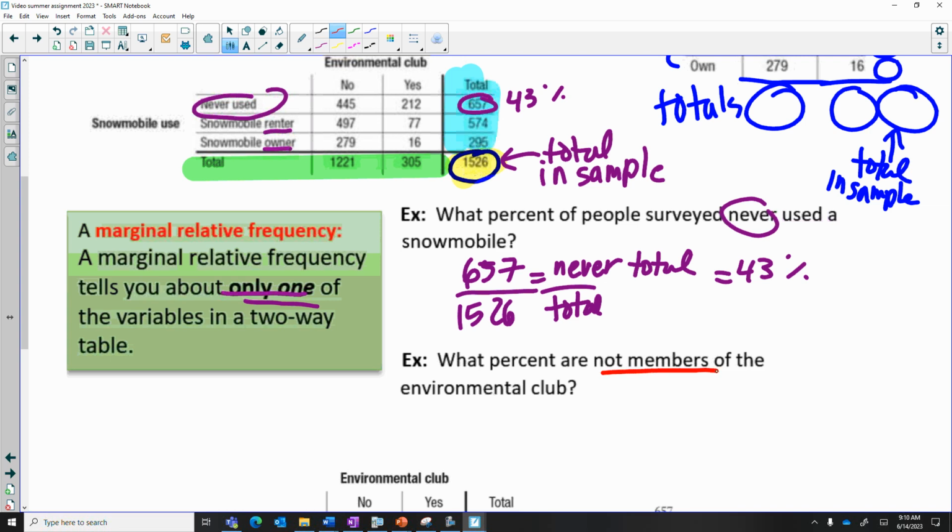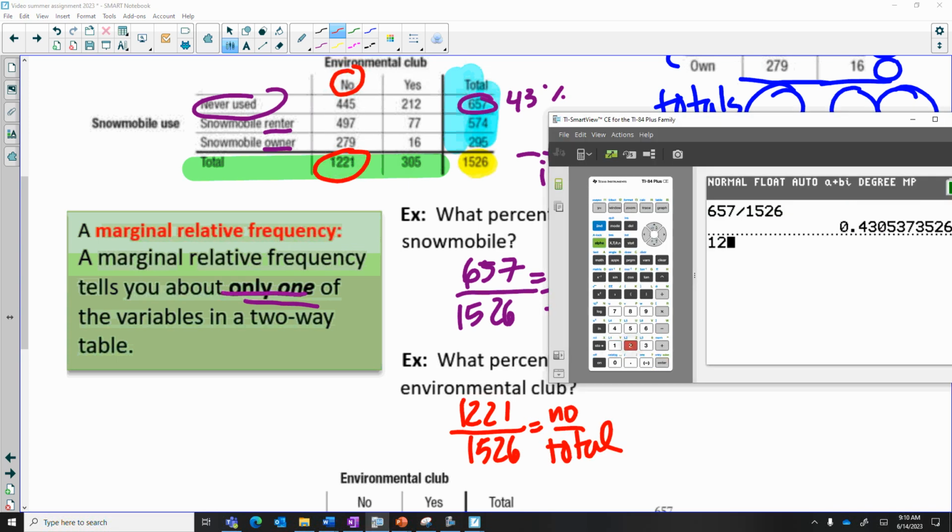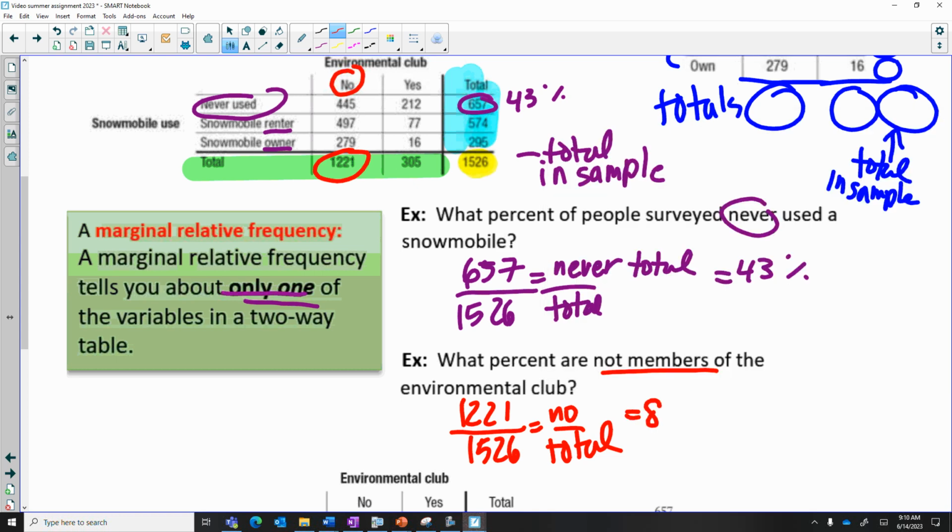So what percent are not members of the environmental club? I will look at no total, and that's going to be 1221 out of total 1526. No total out of total, and I would get that percent as well. So let's do that now. 1221 divided by 1526, we get about 80%. Okay, so that means this breakdown is going to be about 80-20 when it comes to if you're a member of the environmental club or not.